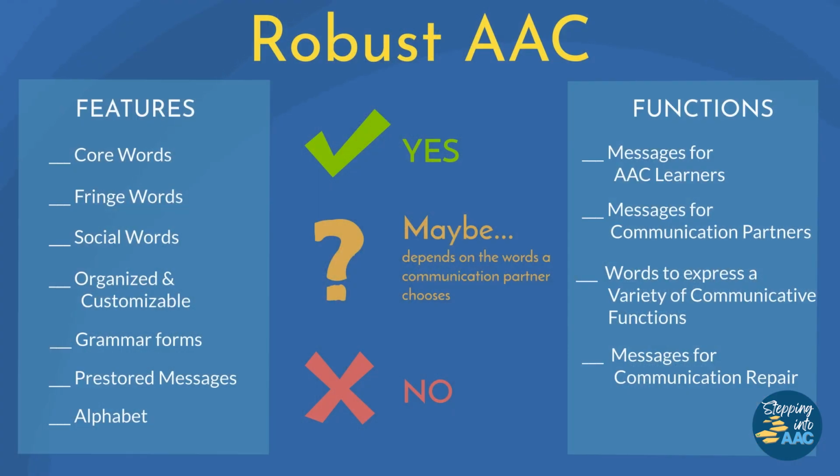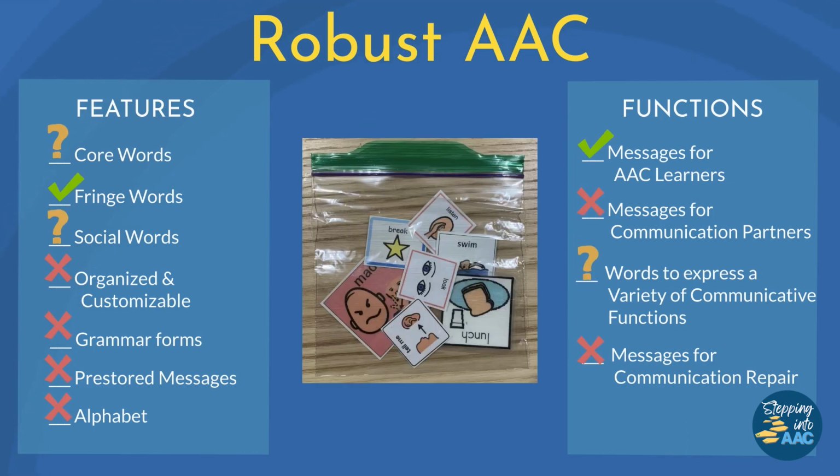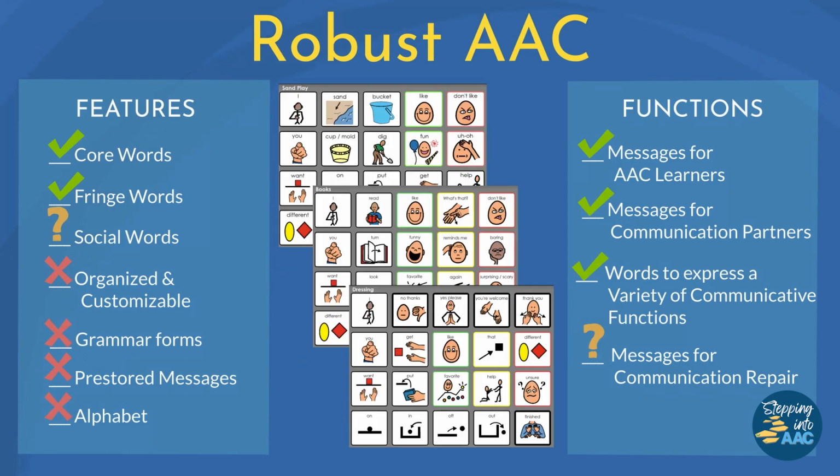Now let's take a look at how some common tools measure up. A loose bag of symbols. These may supplement a robust AAC system, but they are not enough on their own. They will not meet long-term communication skills or be useful in a variety of activities or with a variety of communication partners. Activity boards. These are inviting because they feel doable, but they're only useful during those activities. They may be a good introduction to AAC and are definitely handy in some environments, but they should be in addition to a robust AAC system or part of the process for moving toward a more robust AAC system.